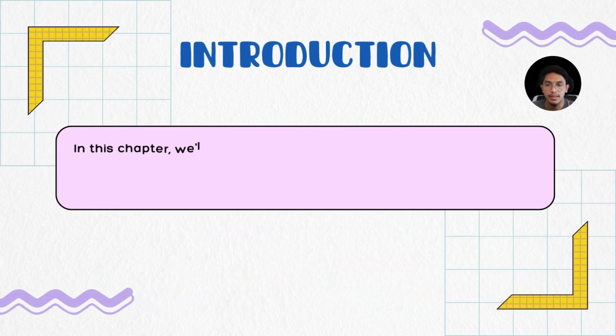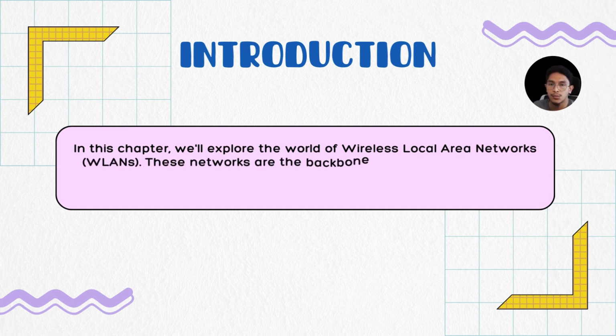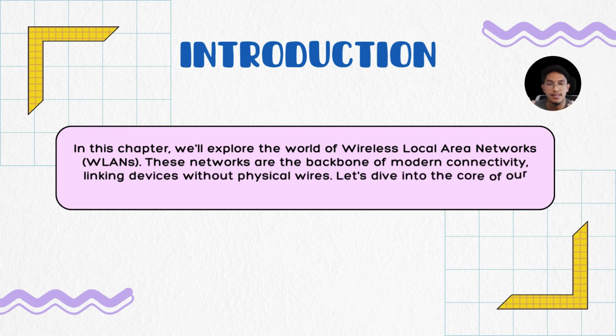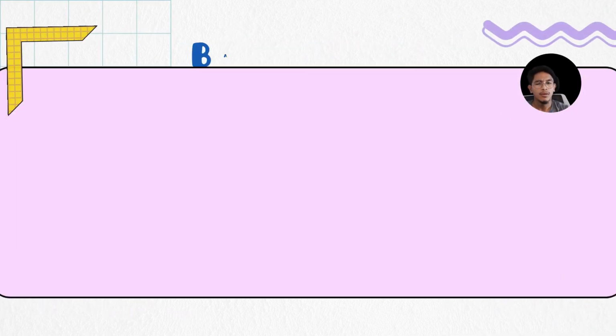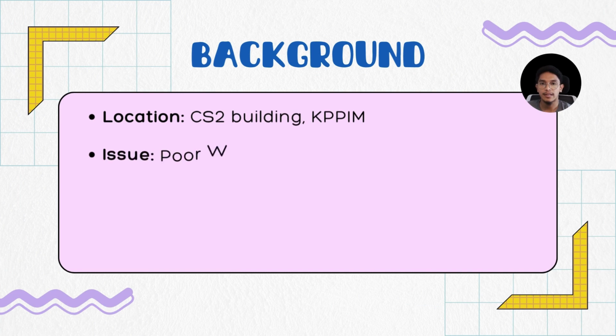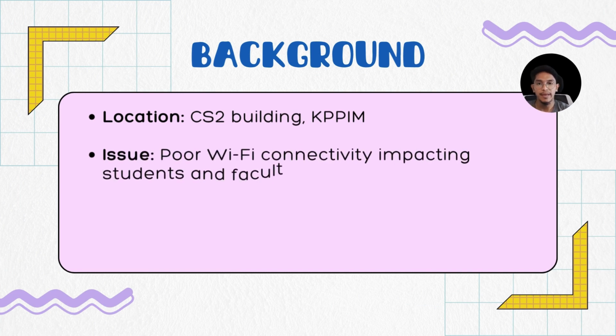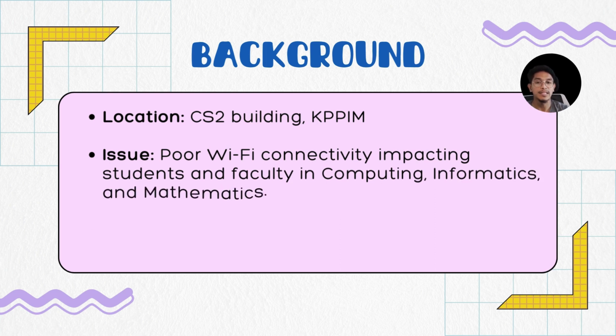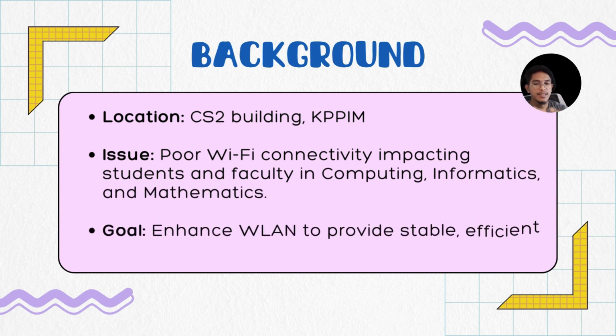Okay, for the introduction, in this chapter, we will explore the world of wireless local area networks, that is LANs, and these networks are the backbone of modern connectivity, linking devices without physical wires. Let's dive into the core of our project. The background of our project is located in CS2 buildings in KPPIM, that is College of Computing, Informatics and Mathematics. The issue is poor Wi-Fi connectivity impacting students and faculty in computing, informatics and mathematics. Also, the goal is to enhance LAN to provide stable, efficient connectivity.